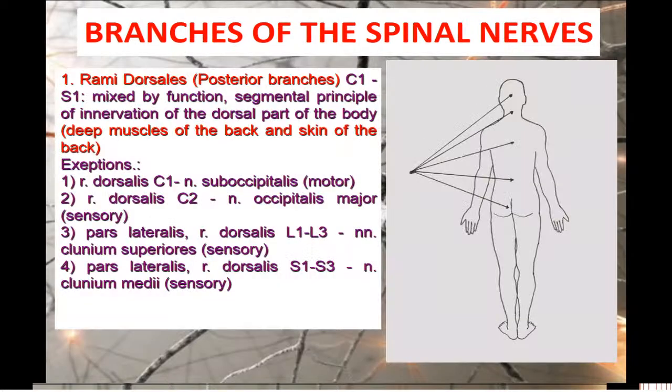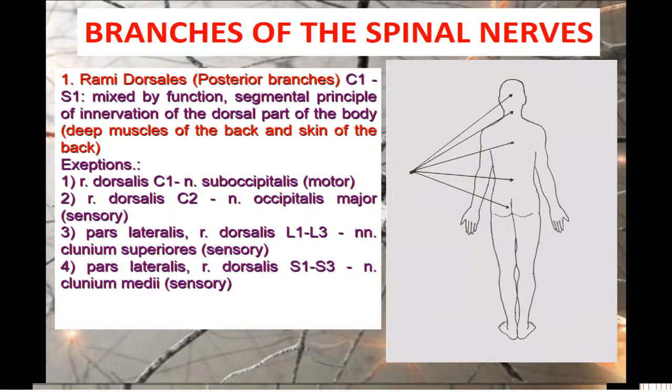As I told you before, main branches are the anterior and posterior. What are the differences between them? Posterior branches supply the dorsal surface of the trunk, meaning the deep muscles of the back, muscles of the neck and occipital region, and also the overlying skin.